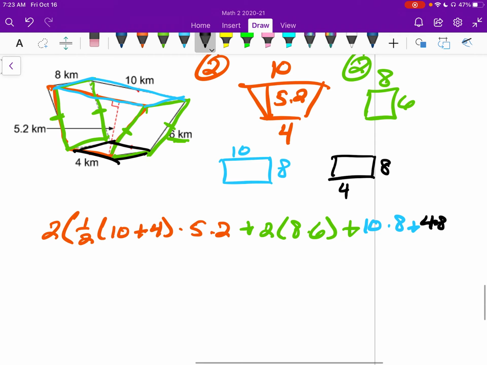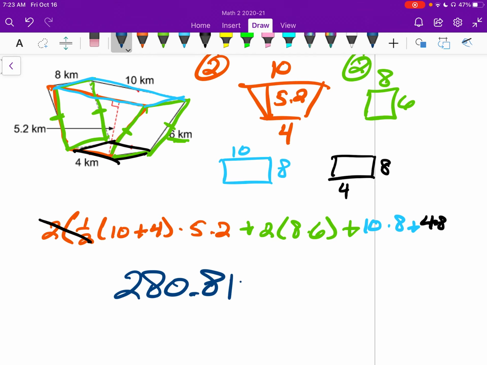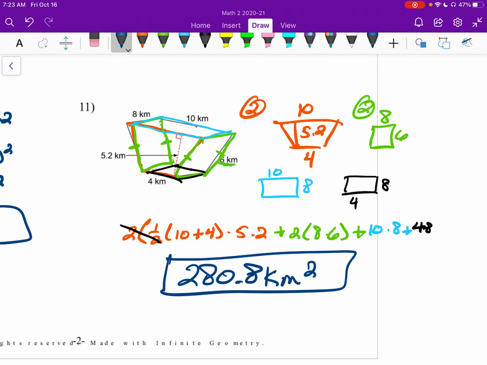All right, whenever I type that in, I'm going to cancel out the 2 and the half there. So I'm going to have parentheses, or I could just type that in as 14 times 5.2 plus 2 times 8 times 6 plus 10 times 8 plus 4 times 8. And I got 280.8. And we're talking about kilometers, and they are squared. All right, that is surface area.